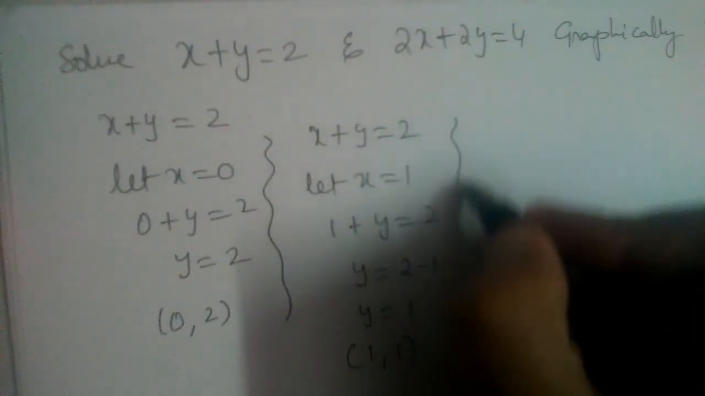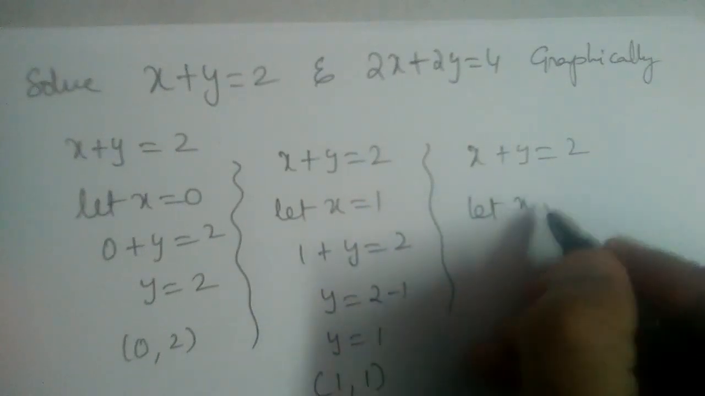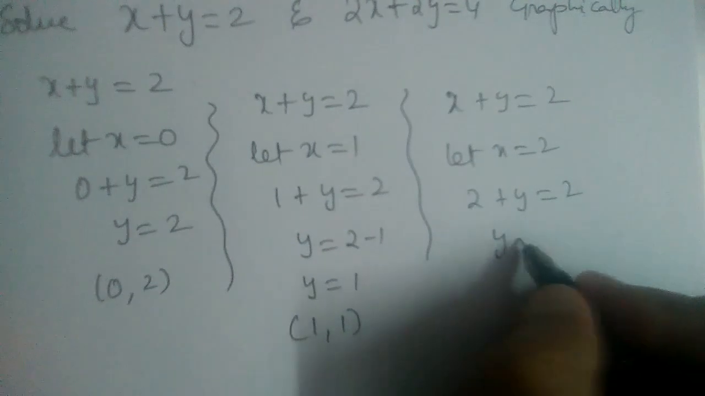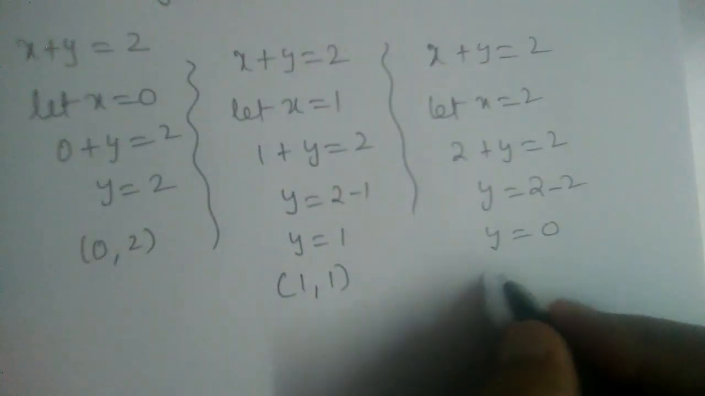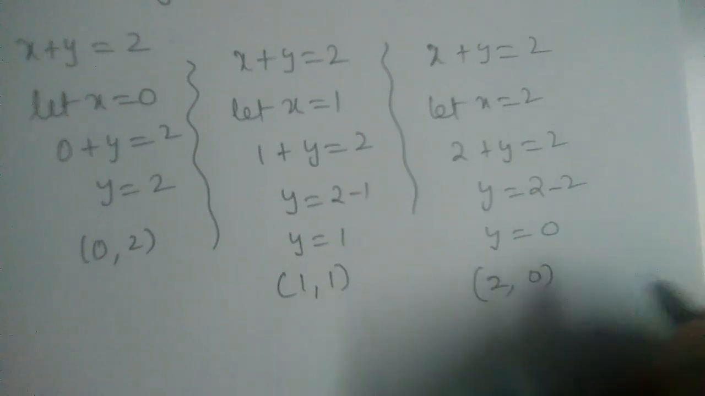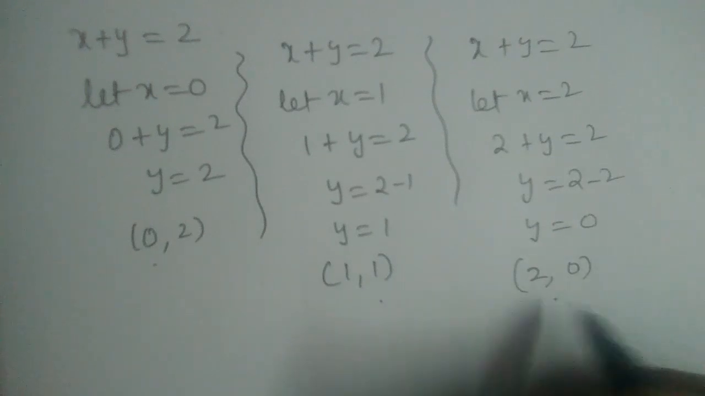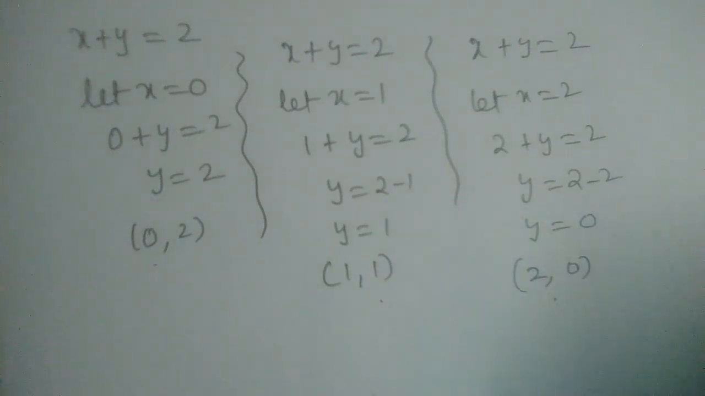All right. So the third point for x plus y is equal to 2. Let x is equal to 2. So this will be 2 plus y is equal to 2. y will be equal to 2 minus 2, 0. Okay. So (2, 0) is the third point. So we have 3 points now. Let us plot these 3 points on the graph.